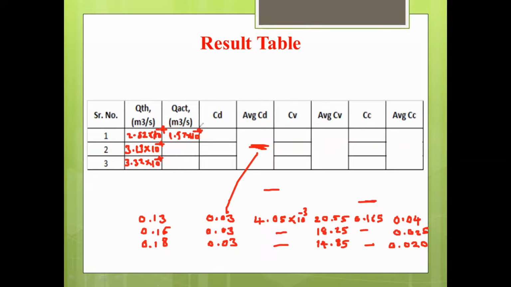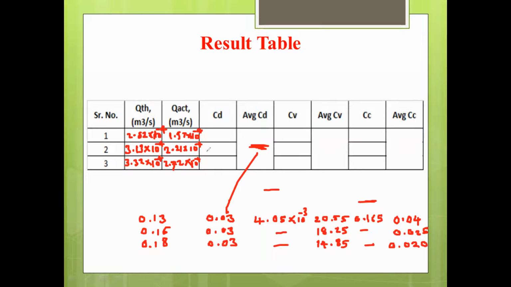Right. For the second reading, the time is 18.25, and the discharge is coming 2.21 into 10 to the power minus 4. And for the third, the time is coming 14.85, and discharge is coming 2.272 into 10 to the power minus 4. Okay.